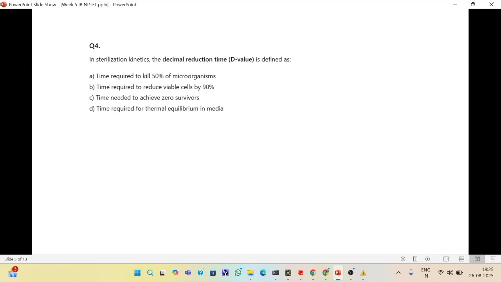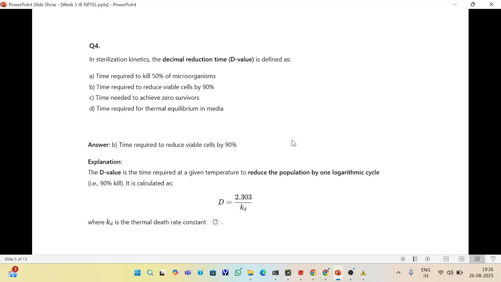Moving on to the next question. In sterilization kinetics, the decimal reduction time is defined as time required to kill 50% of microorganisms, time required to reduce viable cells by 90%, time needed to achieve zero survivors, time required for thermal equilibrium in media. Start answering.